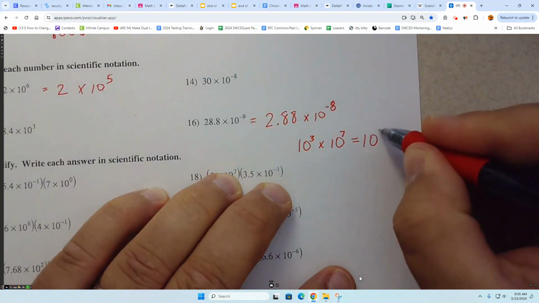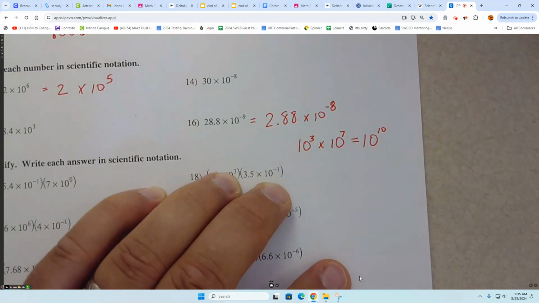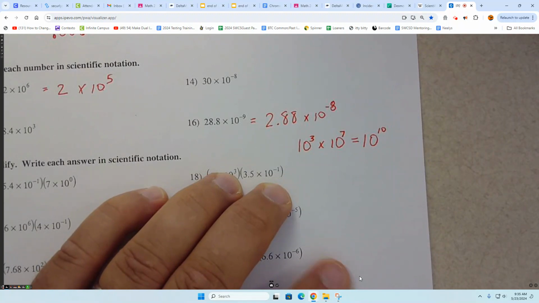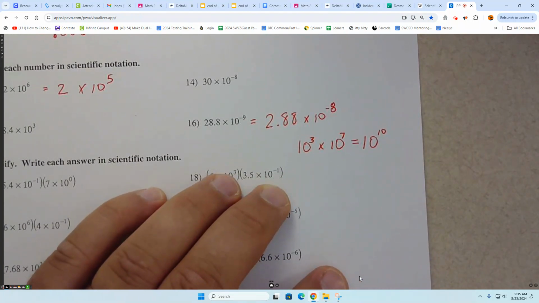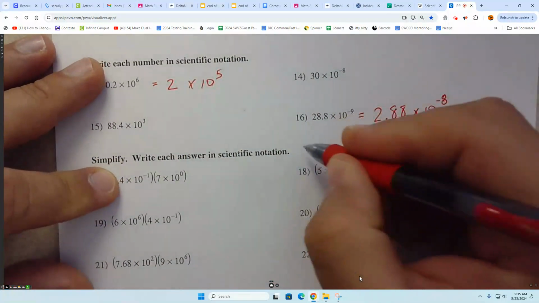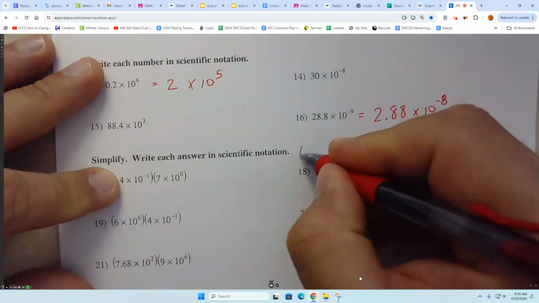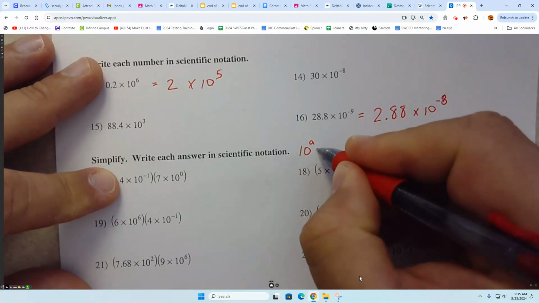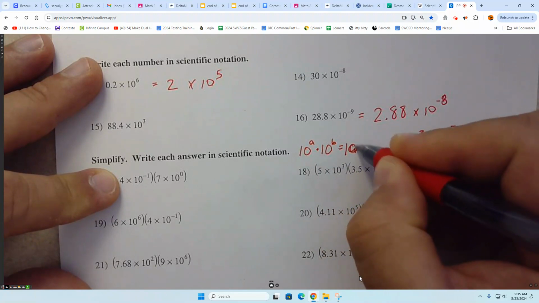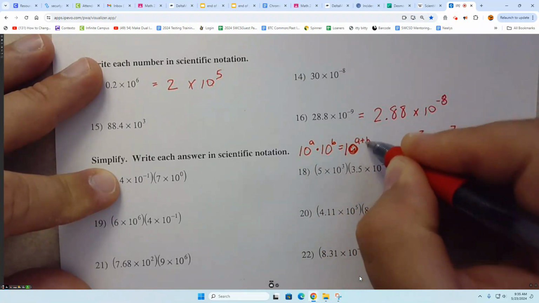What is the operation that happens here when we multiply? You're adding the exponents. We've done this with variables, okay? So we should be able to do it here. Because these are multiplied, we're just going to end up adding the exponents. So really the rule should be 10 to the A times 10 to the B equals 10 to the A plus B.